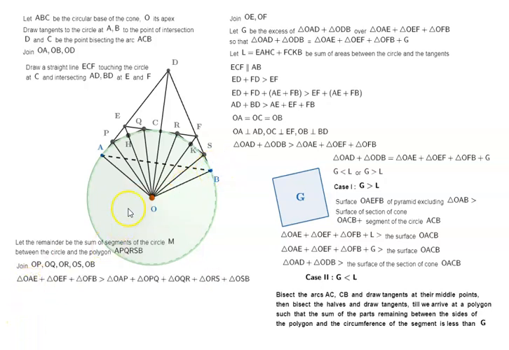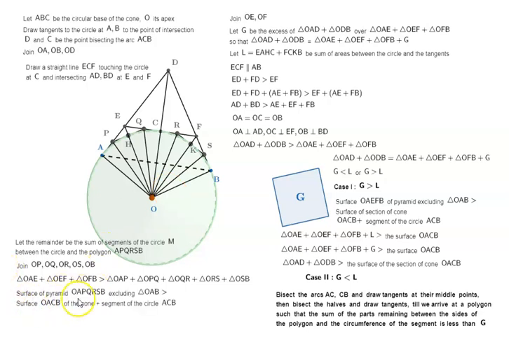So now triangle OAE plus OEF plus triangle OFB is greater than OAP plus OPQ plus OQR plus ORS plus OSB. Why? Because again, the extremities are same and one is inside the other.